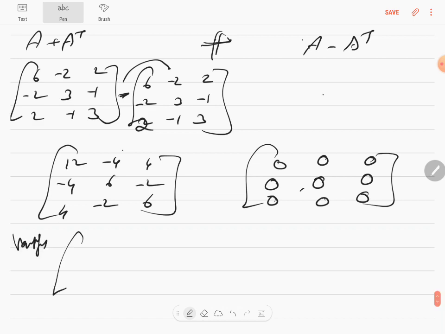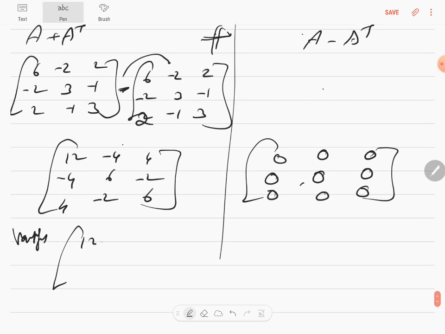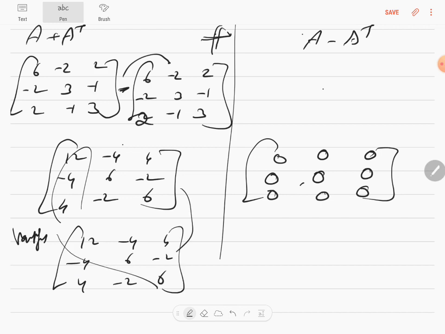Whether this is symmetric, because this is a symmetric matrix and this is a skew symmetric matrix. You just transpose it. 12 minus 4, 4, and minus 4, 6 minus 2. I'm not writing the same, okay? I'm writing columns as rows. 4 minus 2, 6. You end up getting the same. So verification is done. Therefore, this is your symmetric matrix. And this, as you know, is skew symmetric. I don't even have to verify it.